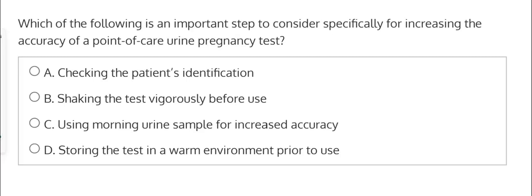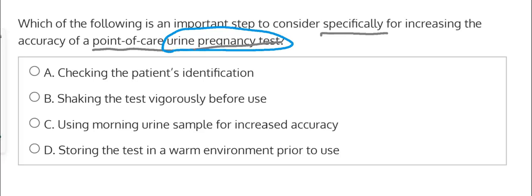Following is an important step to consider, specifically for increasing the accuracy of point of care urine pregnancy tests. So we want to find something in the choices that is most accurate specifically for the urine pregnancy test. There might be other aspects that are important for testing in general, but we want to find something for this specific example.